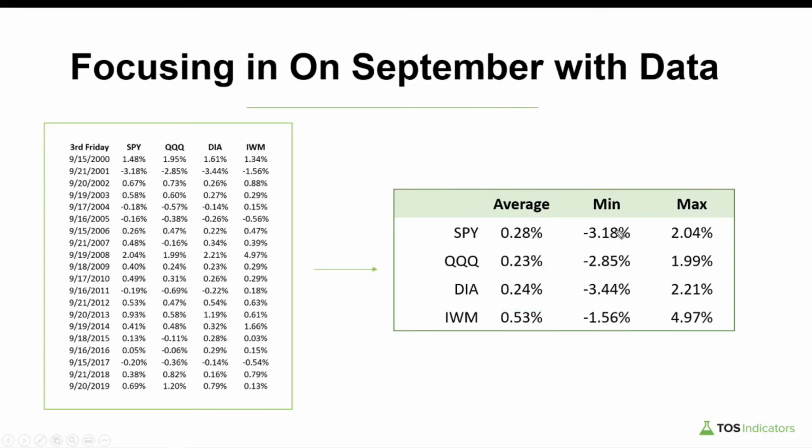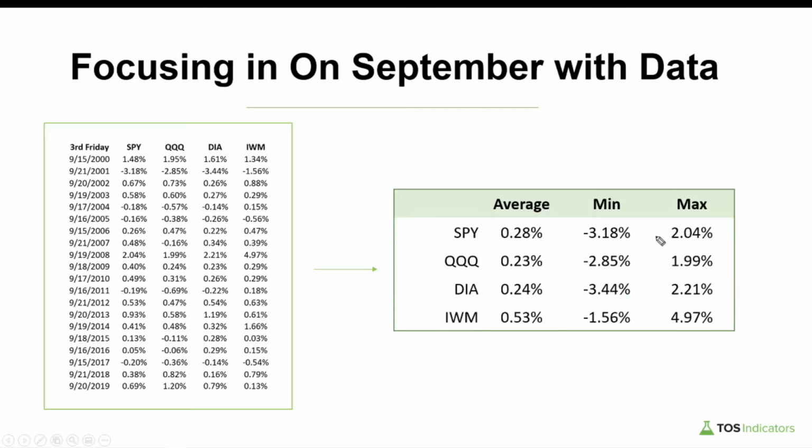Now, if we take a look to try and find our outliers here, our minimum on the SPY was down 0.18%. On the Nasdaq, down 0.285%. On the Dow, down 0.344%. And on the Russell, this was the least, with it being down 0.156%.